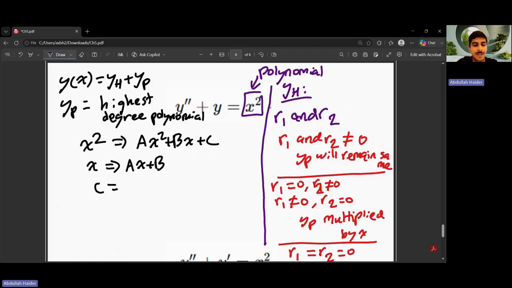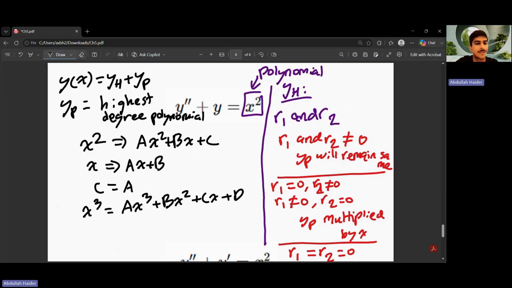If you have a constant on the right side, it means you have a polynomial but there's no x, just a constant number. Then you'll only take a. And if you have an x cube, then it's going to be ax power 3 plus bx power 2 plus cx plus d. So you basically get my general idea. Your yp is going to be the highest order expression of that polynomial.